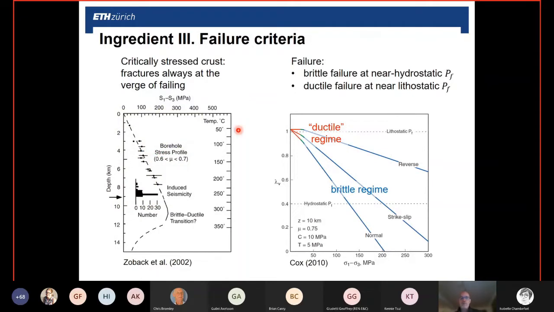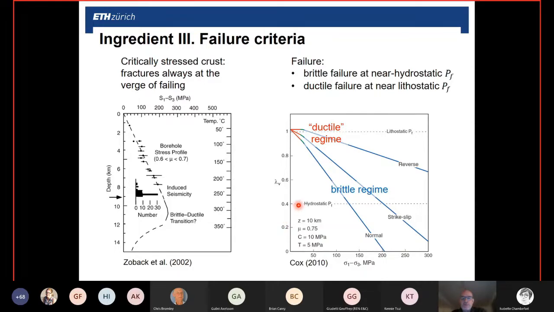And then you can employ a nice concept introduced by Rick Sibson and Steve Cox. So on this diagram, you have differential stress on the horizontal axis. And on the vertical is the so-called pore fluid factor lambda, which is basically fluid pressure divided by lithostatic pressure at the point that you're interested in.